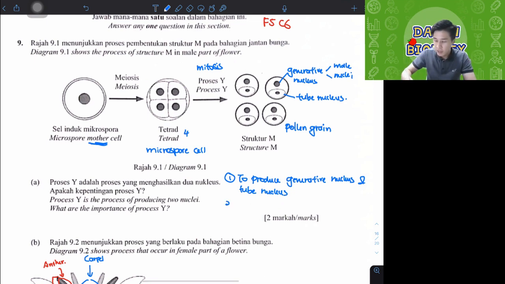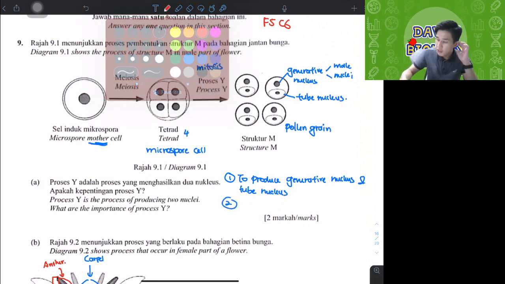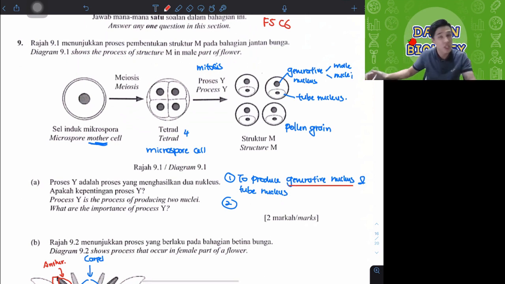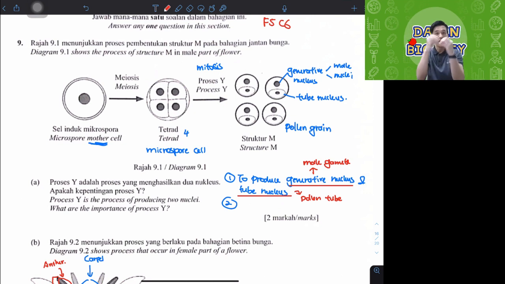Then the second point, briefly explain what the generative nucleus is. The generative nucleus is the male gamete. The tube nucleus is not really a male gamete because it is not involved in fertilization. The tube nucleus will form the pollen tube. That's how you get your 2 marks: you state the 2 cell names and what each becomes later.